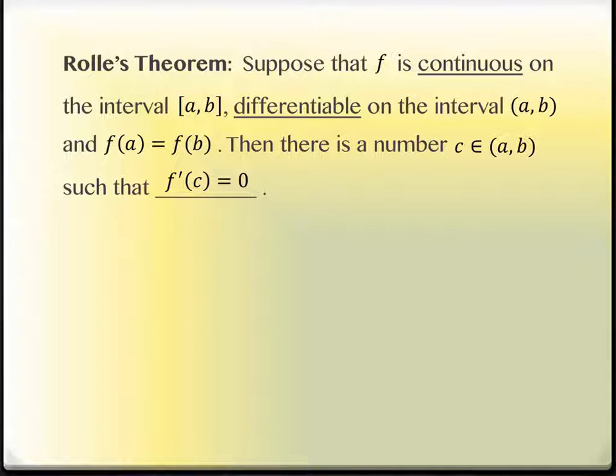Rolle's theorem says the following. Suppose that f is continuous on the closed interval [a, b] and differentiable on the open interval (a, b), and f(a) equals f(b). Then there is a number c between a and b such that the derivative at c equals 0.